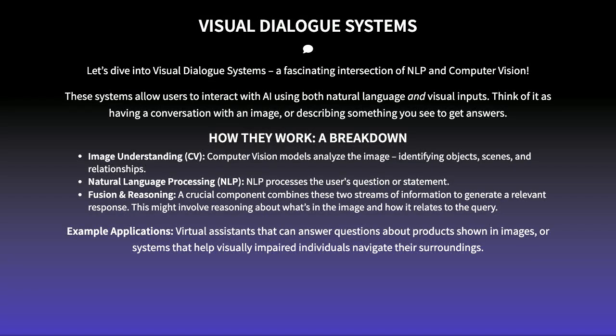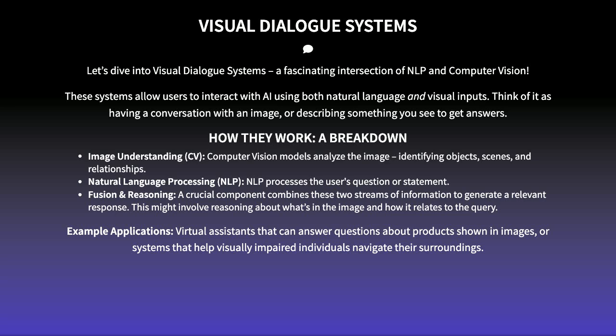Okay, let's talk about visual dialogue systems. These are some really cool AI systems that combine the power of both natural language processing and computer vision. Essentially, they allow you to have a conversation with an image or describe what you see to get answers. They work by first using computer vision to understand what's in an image, identifying objects and scenes. Then, natural language processing comes into play to process your questions or statements. Finally, a fusion component combines these two streams of information, allowing the system to reason about the visual data and generate a helpful response. You might see this used in virtual assistants that can answer questions about products you're looking at in pictures, or even helping people with vision impairments navigate their environment.